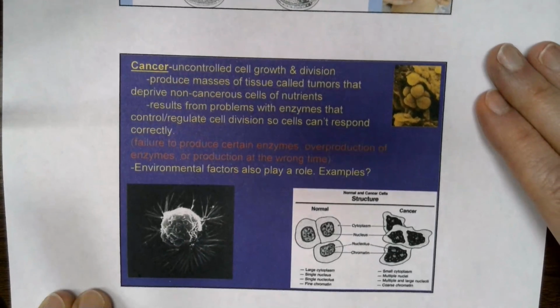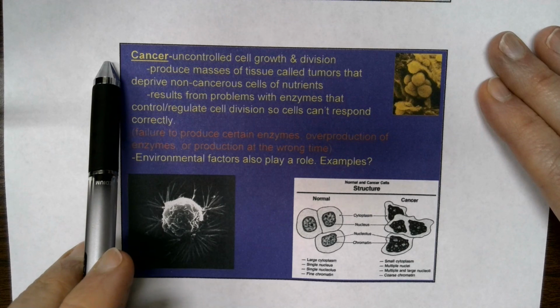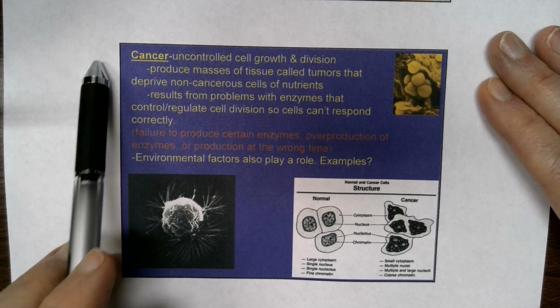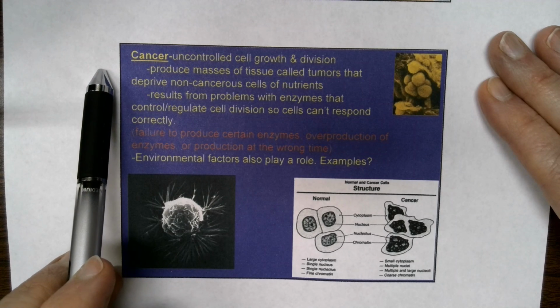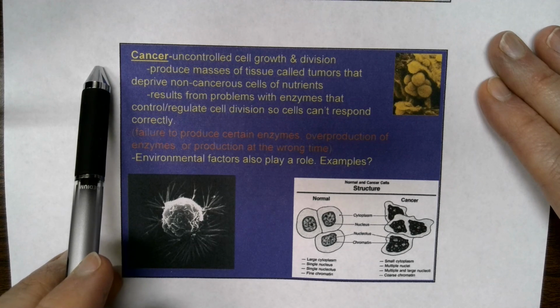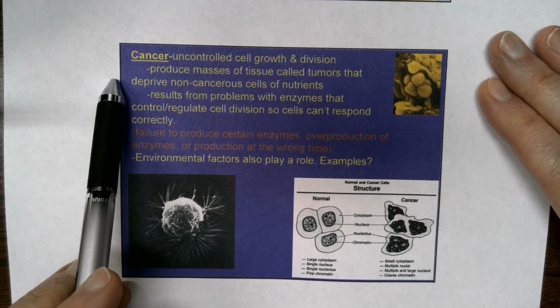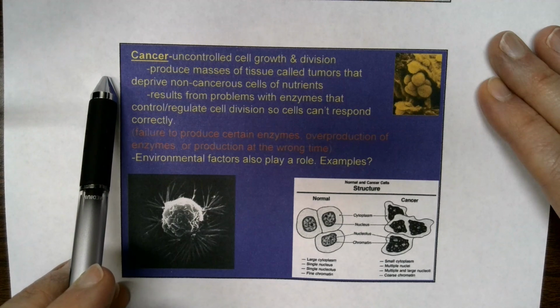Okay, and I'm going to just mention this really quickly because you've got an assignment that you're going to do that's going to deal with cancer. By definition, cancer is simply uncontrolled cell growth and division, right? And cancerous growth produces masses of tissue that are called tumors. Tumors are a problem because they need a whole lot of extra nutrients and oxygen to function, and so they're going to deprive their non-cancerous neighboring cells of nutrients that are needed, and so they damage surrounding cells.